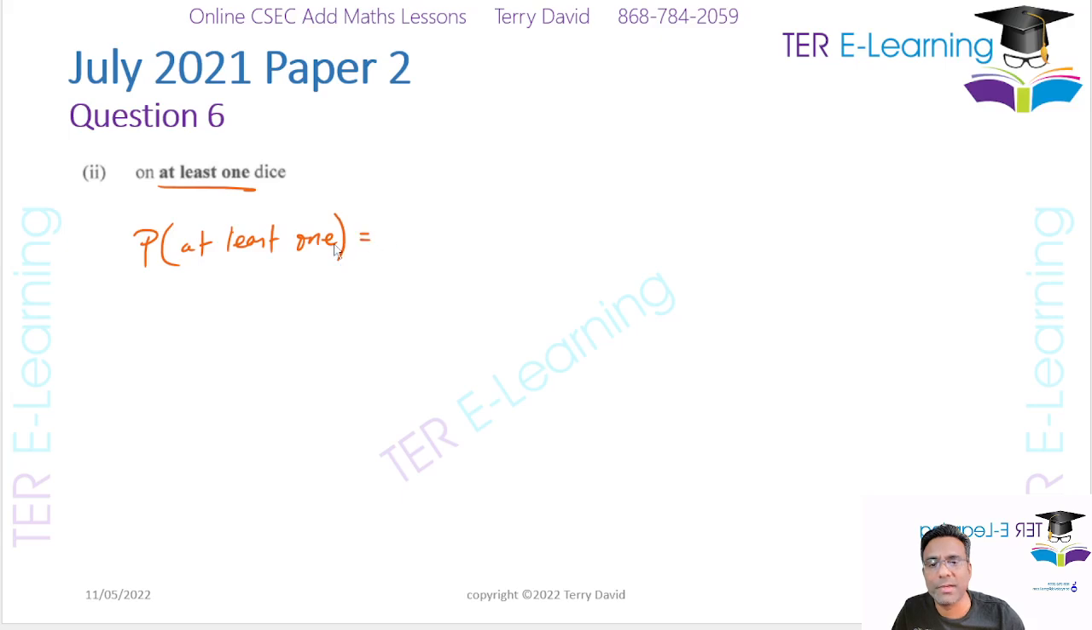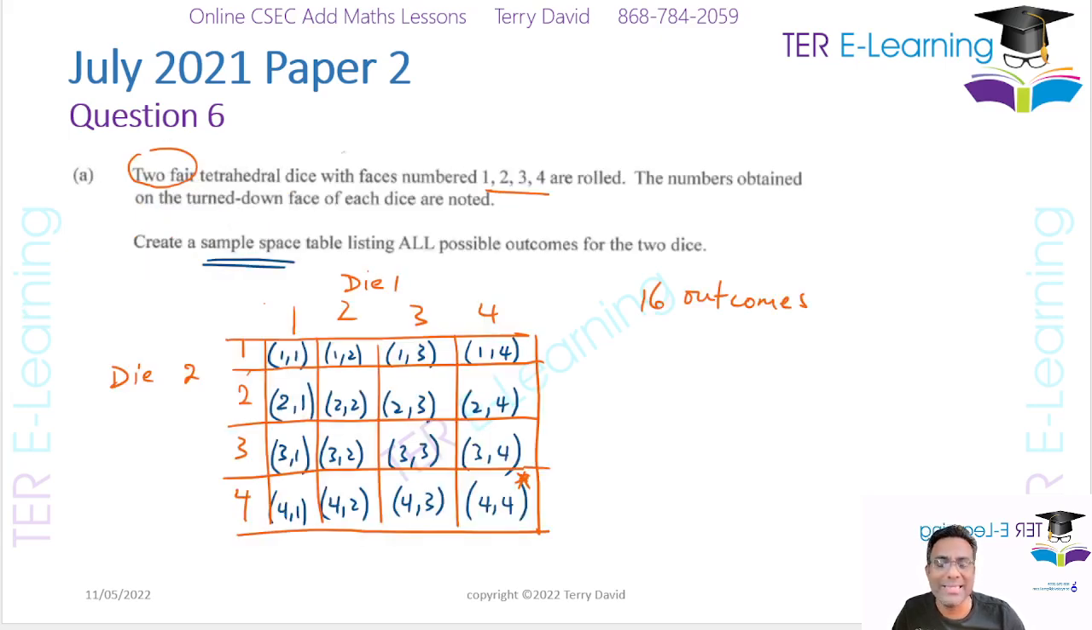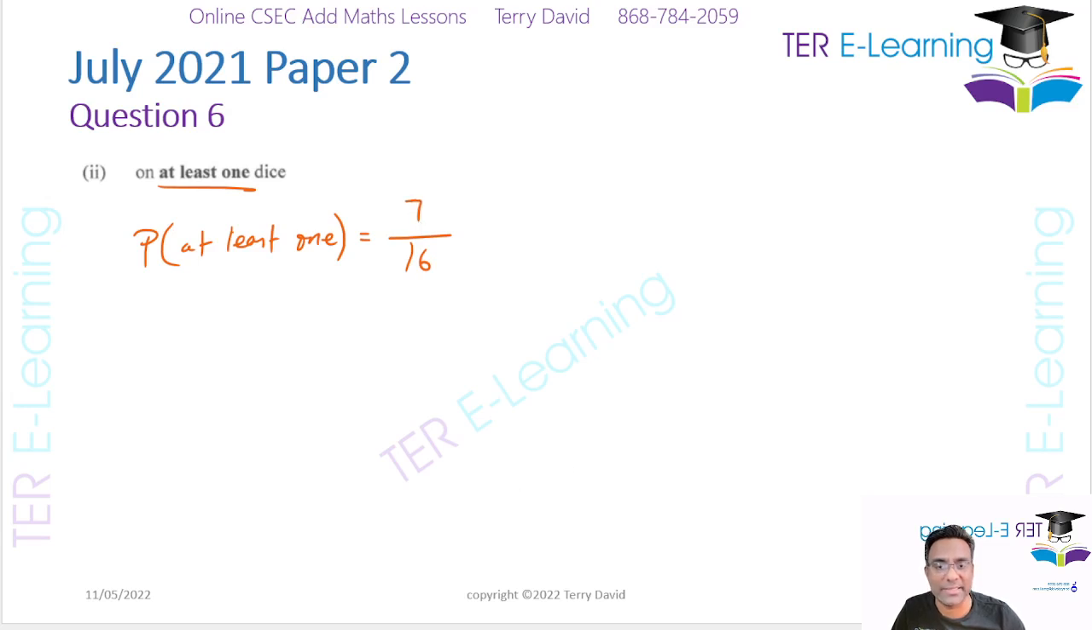Now you know your total outcome is 16, so we want at least one 4. That is here, here, here, here, here, here, and including this one here. So that is 1, 2, 3, 4, 5, 6, 7. So I'm getting 7 over 16 as my probability. Hopefully that makes sense to you all. It is 7 over 16.